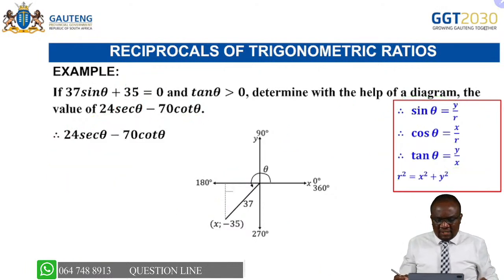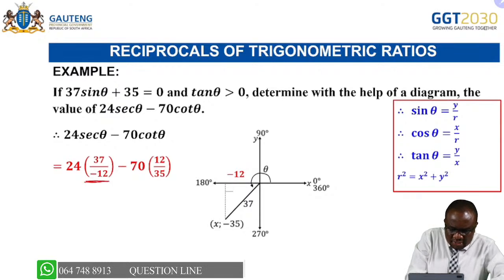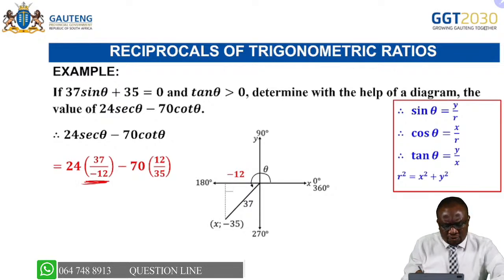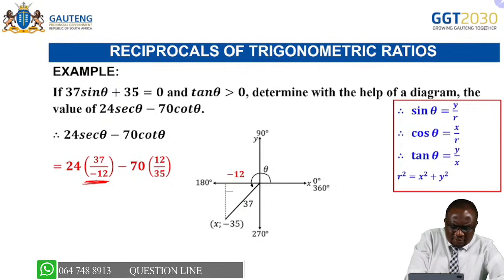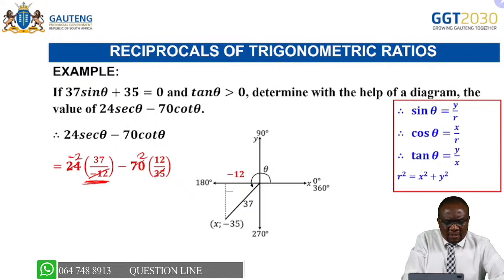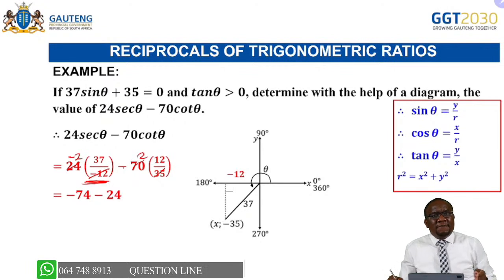We're just concluding, grade 10s. And then we substitute. This is our sec theta, which is negative 37 over 12, or 37 over negative 12, just the same thing. And here 12 over 35. Remember, negative divided by negative gave us positive. Without a calculator, you can say negative 12 into 24, that's negative 2. 35 into 70, that's 2. Negative 2 times 37 is negative 74. Negative 2 times 12 is negative 24. Negative 74 minus 24 is minus 98.